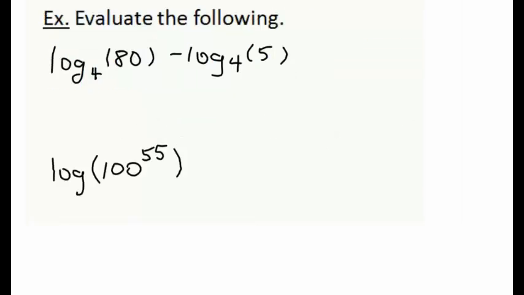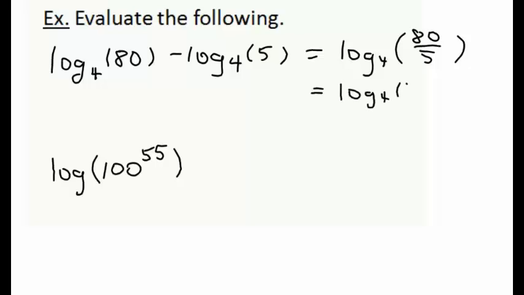Let's use the three properties that we've just seen to evaluate the following two expressions. The first one is log base 4 of 80 minus log base 4 of 5. Now here we can use the DS rule, the division-subtraction rule for logarithms. We have two logarithms with the same base, and they're separated by a subtraction sign, so this means we can take the insides and rewrite this as log base 4, 80 divided by 5. And 80 divided by 5 is 16.